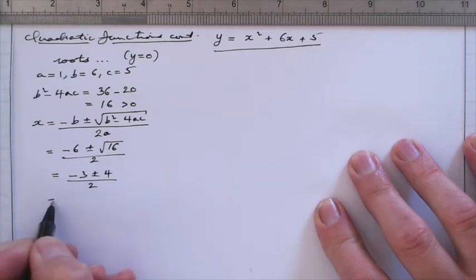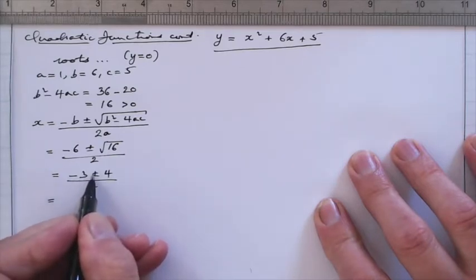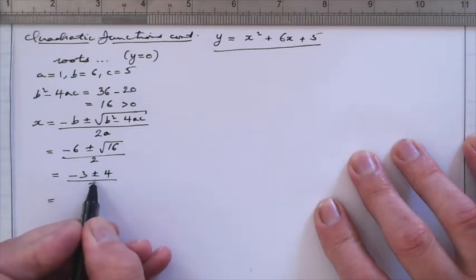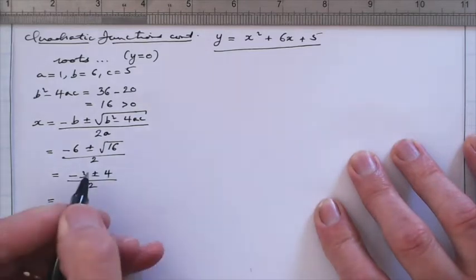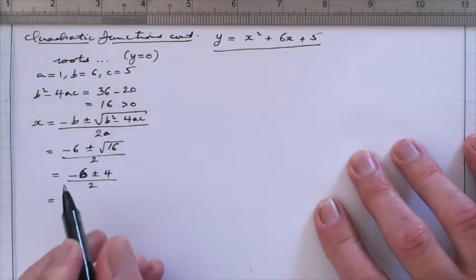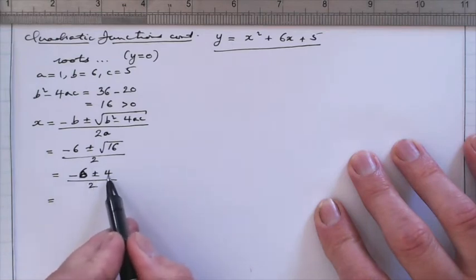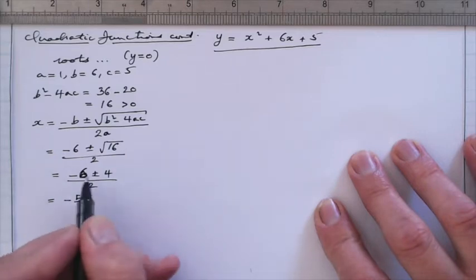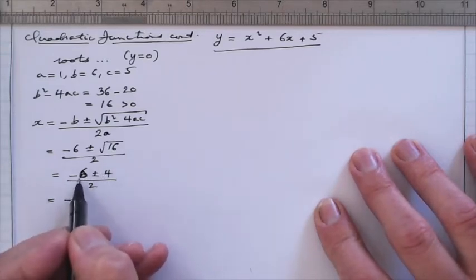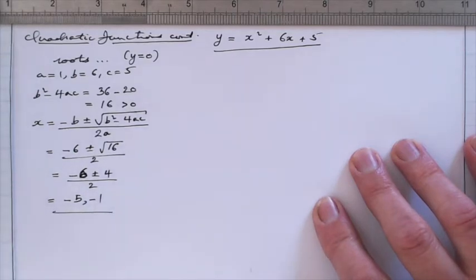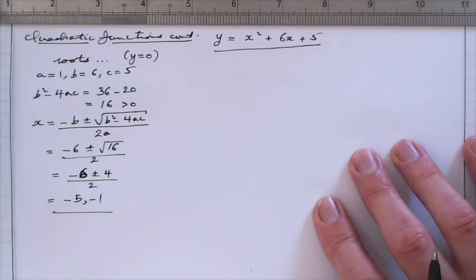Here we have negative 3. Let's do the take away 4 first. So negative 3 take away 4. Oh, I beg your pardon. I've already divided by 2 subconsciously there. Negative 6 take away 4 is negative 10. Divided by 2 is negative 5. And then negative 6 plus 4 is negative 2. Divided by 2 is negative 1. So there are the two roots, negative 5 and negative 1.